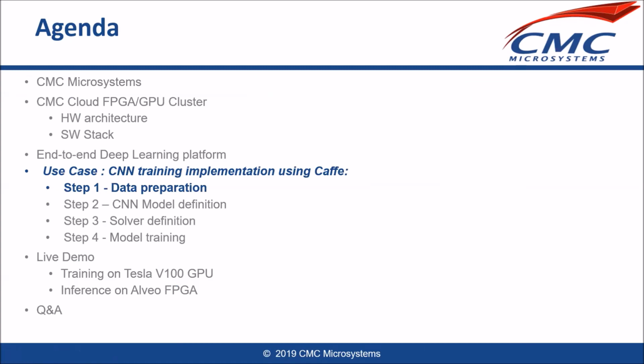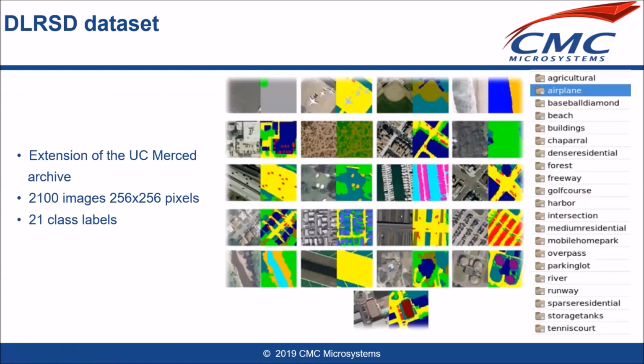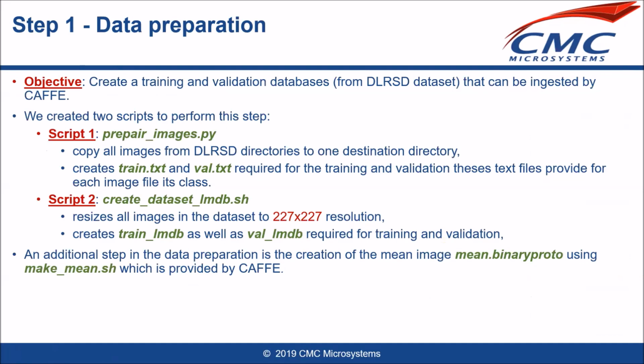For the example we're going to show, for data preparation, we have here a database. It's the DLRSD dataset. It consists of 2,100 images, 21 classes, so we have 100 images per class. These are from airplanes, beaches, buildings. You can download it from the internet and use it; it's publicly available. The first script we provide consists of copying all the images from all these directories to one directory and creating two text files, train and val, which are required for the training.